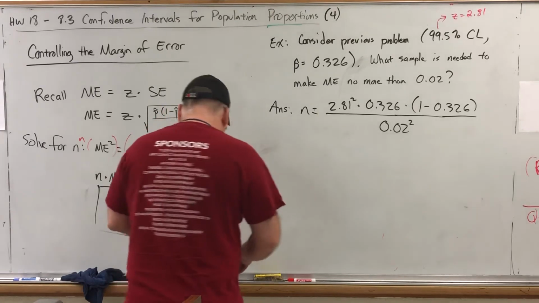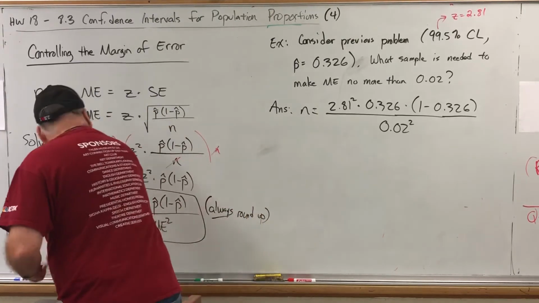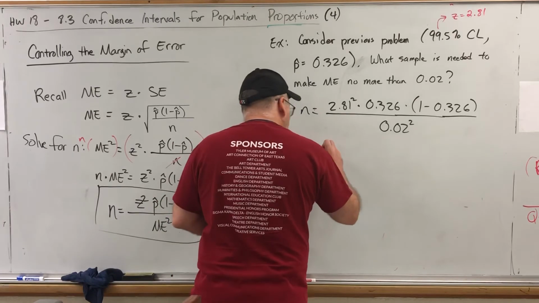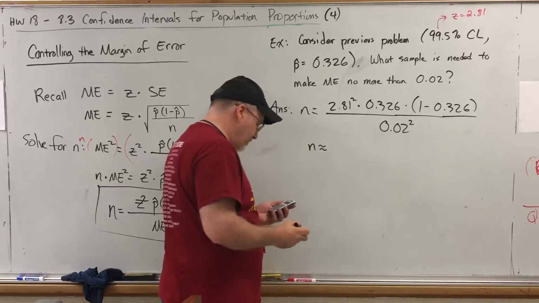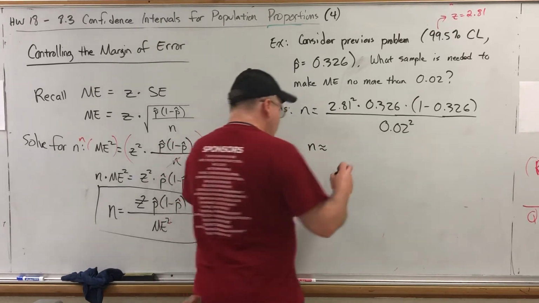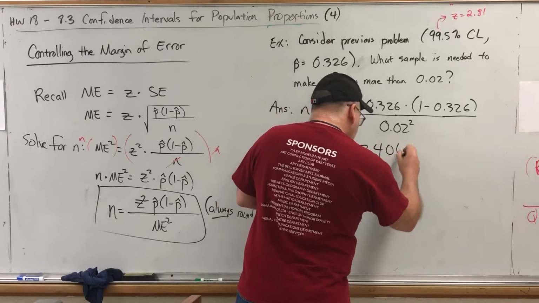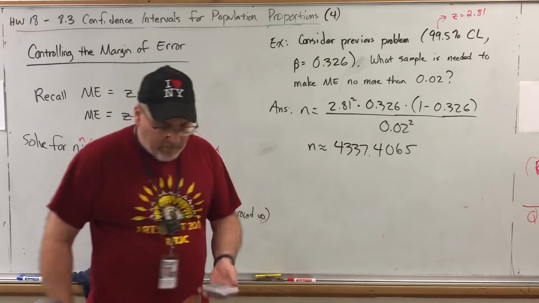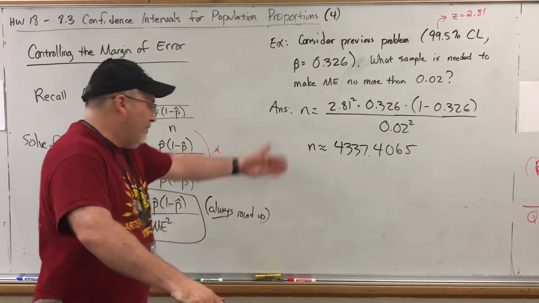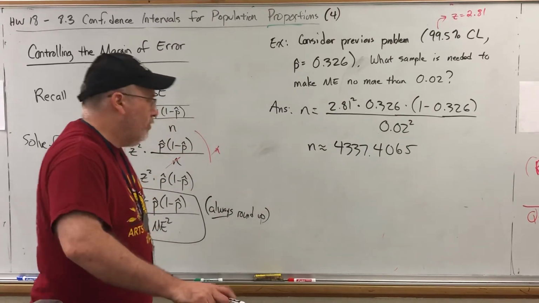All right, I'm going to write down the exact value that I got. Well, it's an approximation. It might be the exact value. 4,337.4065. But that's not our sample size. We can't pick that many people. We have to round it to a whole number.